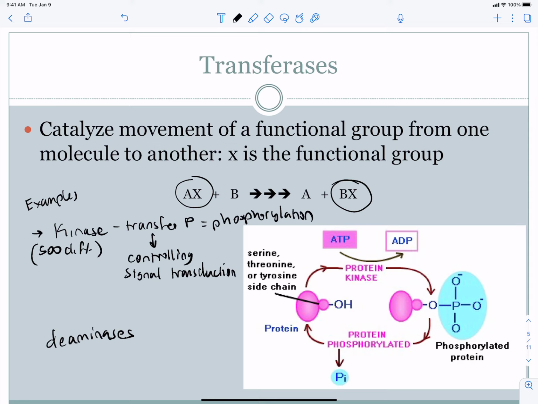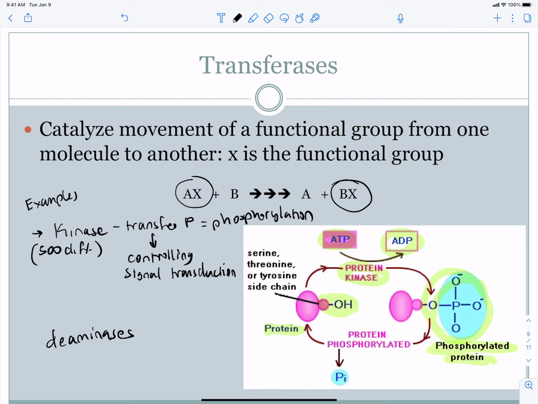And this just shows you over here a kinase transferring a phosphate. So here we have some sort of protein, and then we're going to have a serine, threonine, or tyrosine side chain, and you're going to have different enzymes that work depending on what the side chain is. But in general, you have some sort of kinase that is going to take a phosphate from ATP, generate ADP, and transfer that phosphate to either that serine, threonine, or tyrosine side chain. And this becomes a phosphorylated protein.